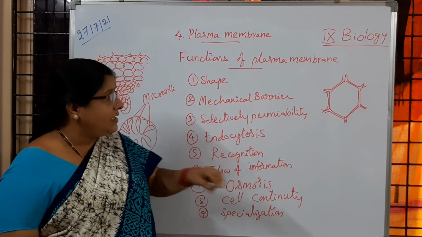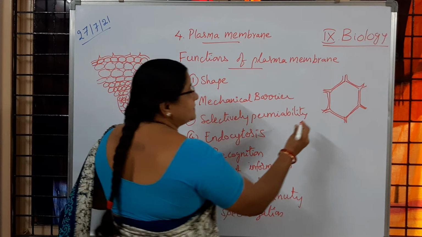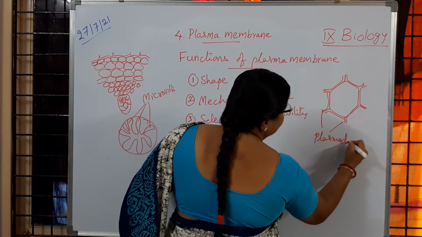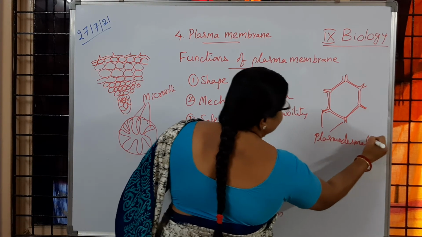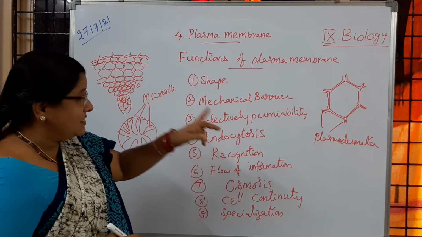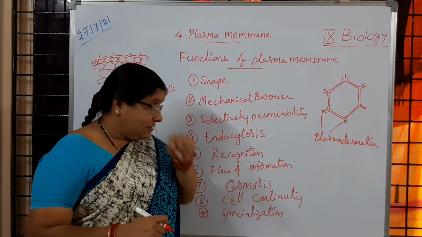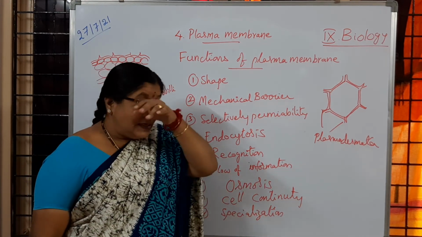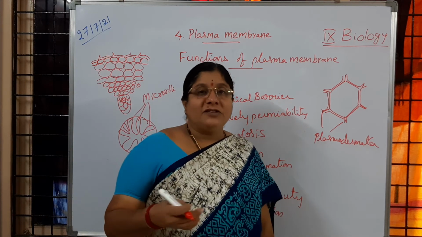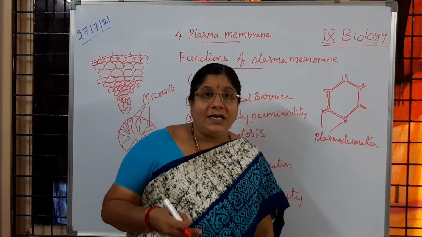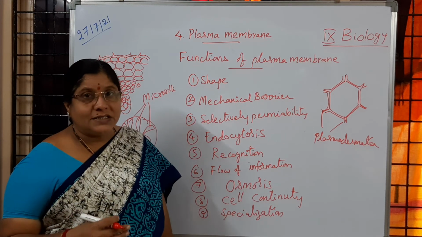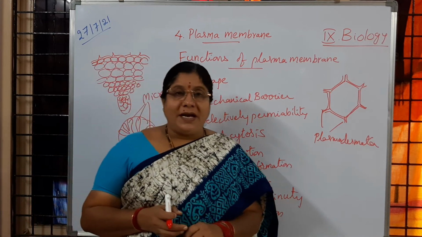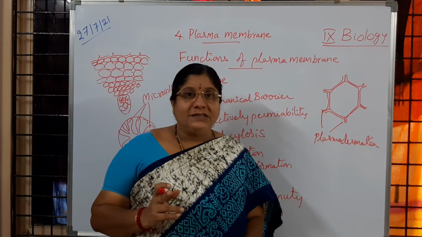And cell continuity, like plasmodesmata in plant cells, and in other cells also, their cell continuity will be there. And specialization: the cells present in our body, because of the plasma membrane, perform different functions. So these specialized functions are carried out because of the plasma membrane or cell membrane. Is it clear to children?